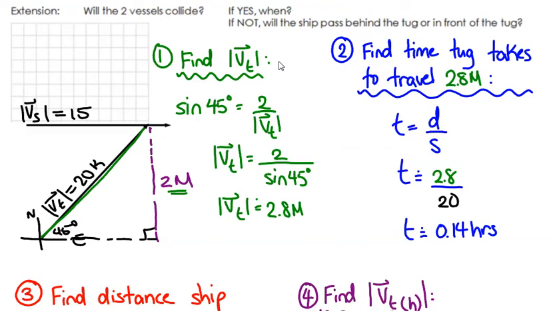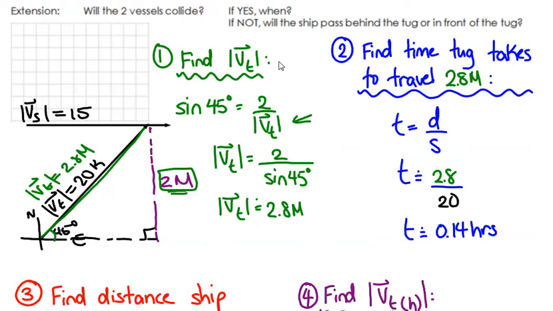So I can do sine, opposite, which is this guy, over my hypotenuse, which I don't know. We're just going to call that VT, at 45 degrees. So I did sine, opposite over hypotenuse, and I found that VT is going to be a distance of 2.8 nautical miles. Remember, the black is a speed, the green is a distance.